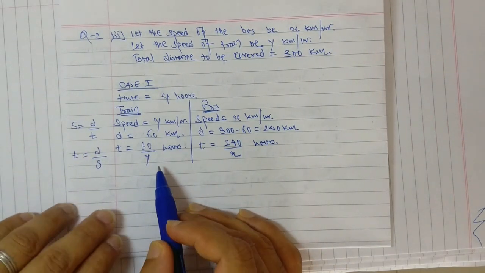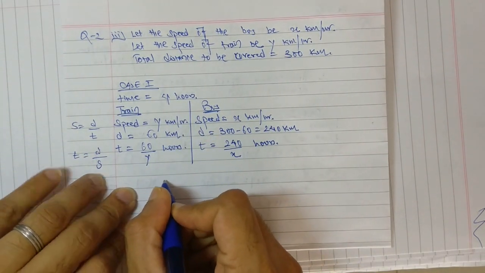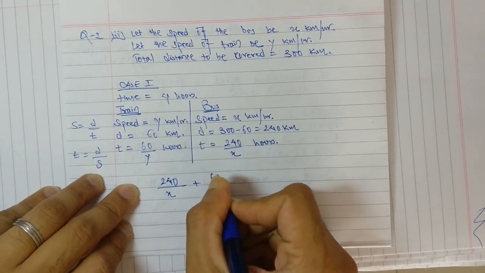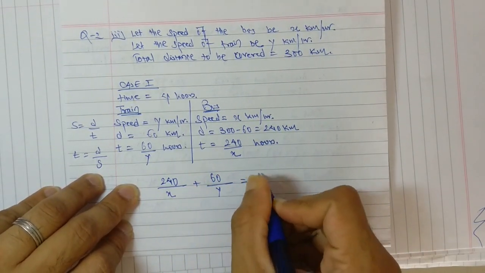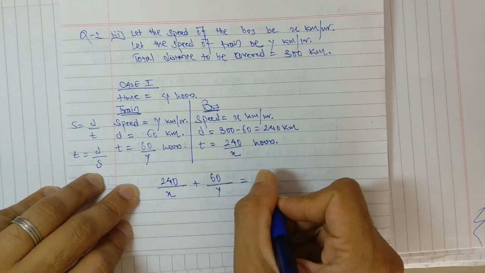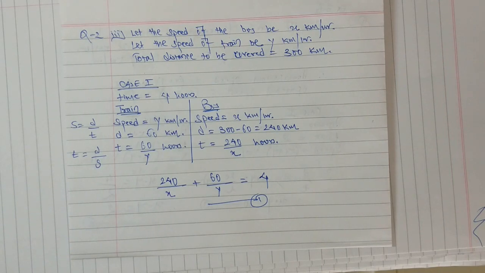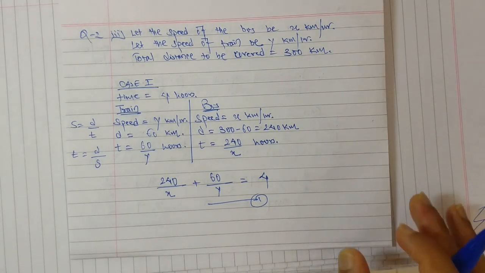So total time here is 4 hours. So you can write 240 by x plus 60 by y is equal to 4. This is the total time. This is equation number 1 from case 1. Similarly, we'll make the second case.